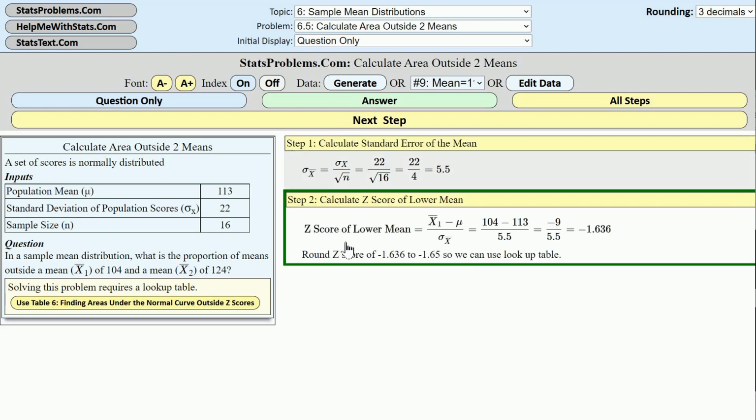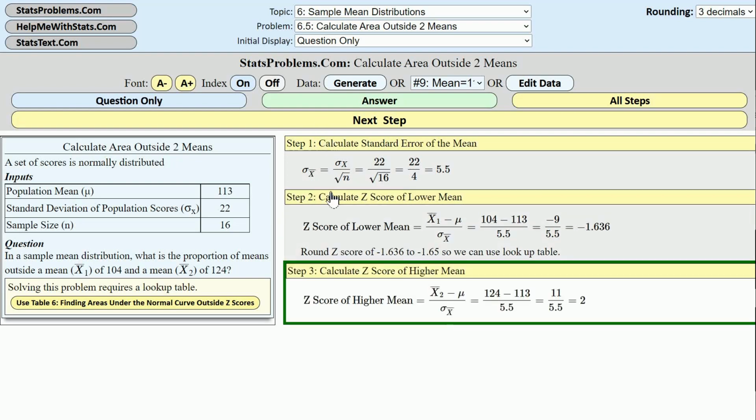In Step 2, we calculate the z-score of the lower mean. The z-score equals x bar 1 minus the population mean, mu, divided by the standard error of the mean, sigma sub x bar. In this example, the z-score equals 104 minus 113, divided by 5.5, which works out to negative 9 divided by 5.5, which works out to negative 1.636. Our table uses z-scores with 0.05 between entries, so we round the z-score of negative 1.636 to negative 1.65.